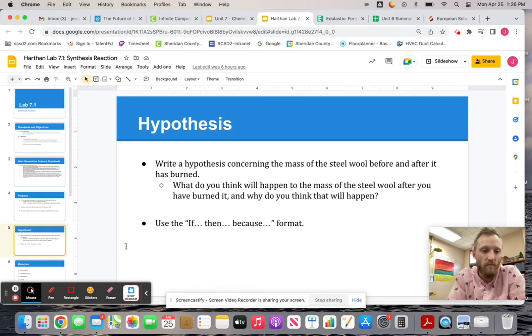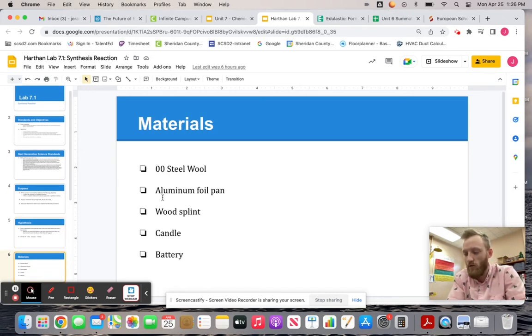Okay. Materials, like I said, we've got steel wool, aluminum foil, and a digital scale here. Wood splint, things like that, we're not going to use. We're going to be pretty fancy, and we're going to use a battery.